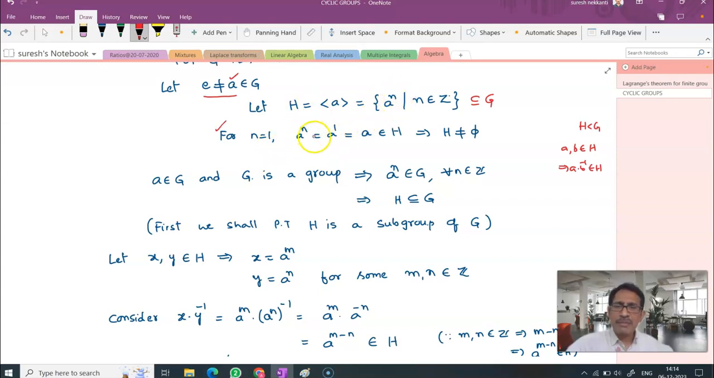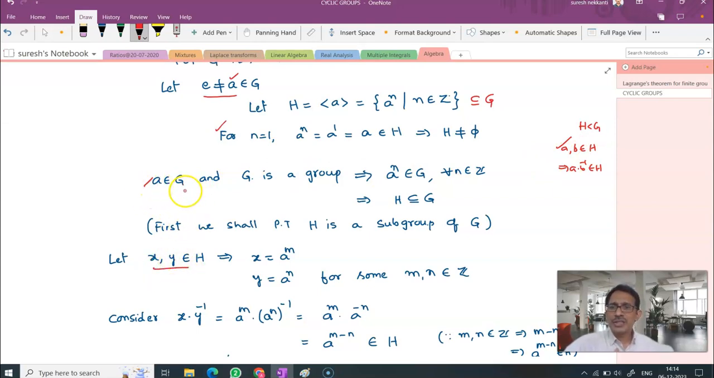So for n is equal to 1, A power n is A power 1, that is A. Therefore A is an element of H, therefore H is not an empty set. Next, we'll prove this result. So let us take 2 elements in H. Before that, let us see this.